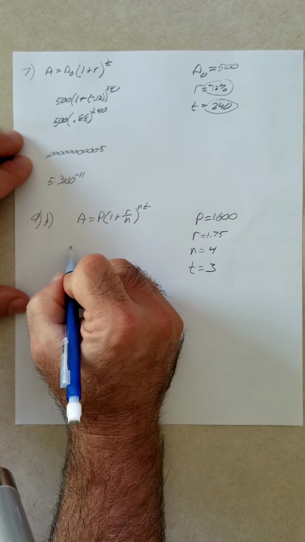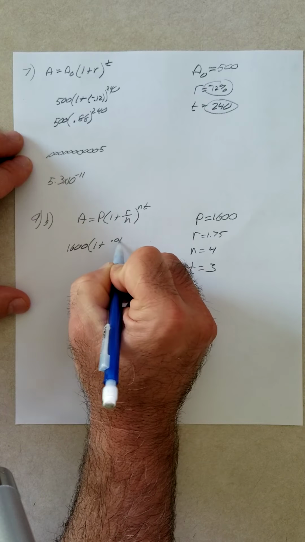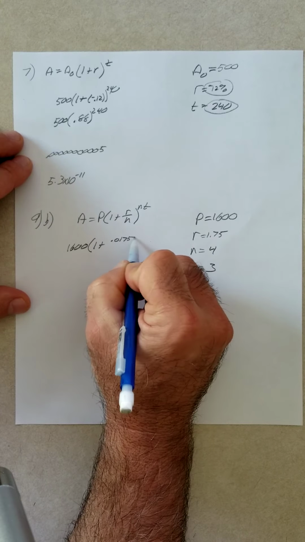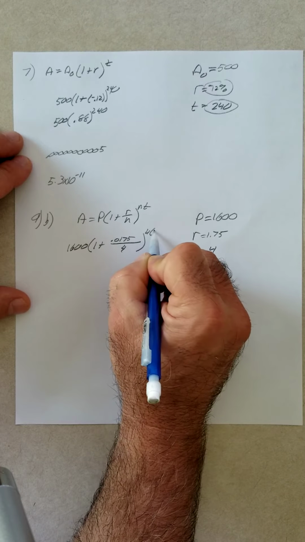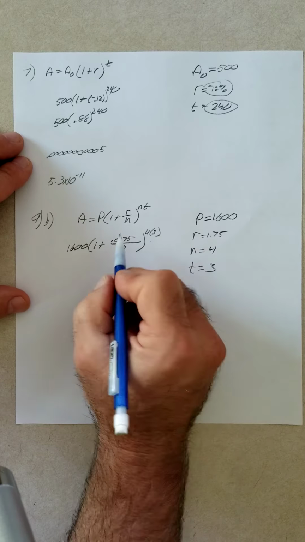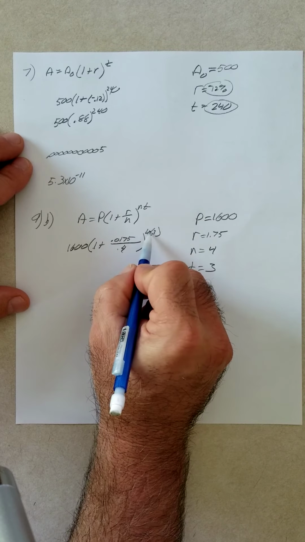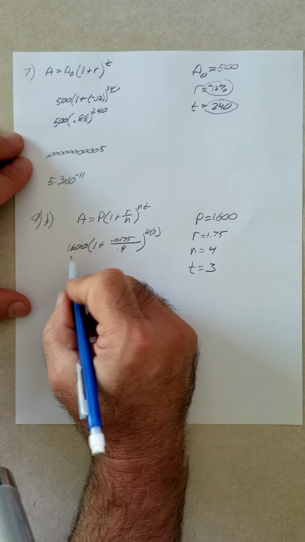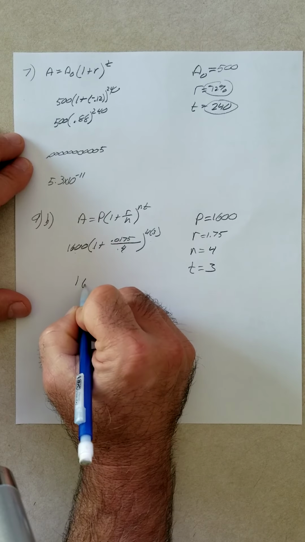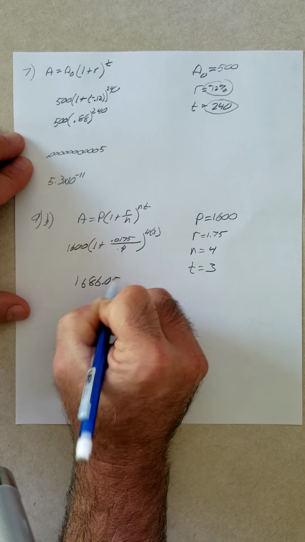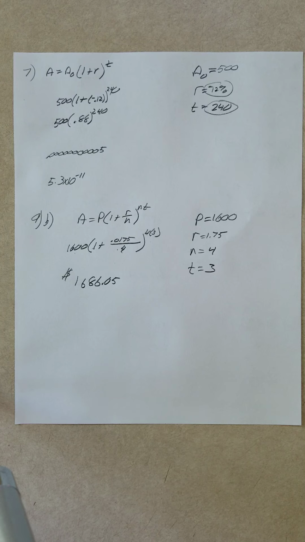So again, a quick substitution in. We're just going to have 1,600 times 1 plus 0.0175. You got to make sure you move that decimal over 2 places. Divided by 4, raised to the 4 times 3. So if you take your 0.0175, divide it by 4, add that to 1, raise that to the 12th power, then multiply by 1600, you should come up with $1,686.05.